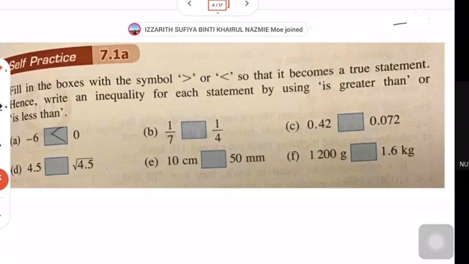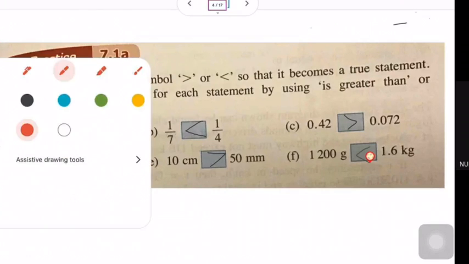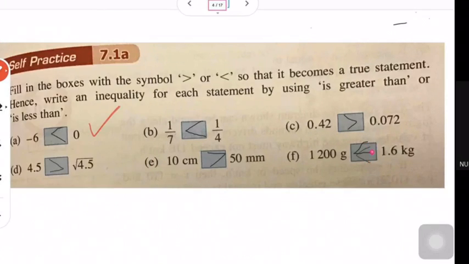Okay, number 1. Dah ada orang tulis. Thank you, bagus. -6 is less than 0. And C, siapa buat C tu? Okay, B, 1/7. Semua dah buat. Okay, bagus. 1/7 is, okay, ini betul, less than 1/4.